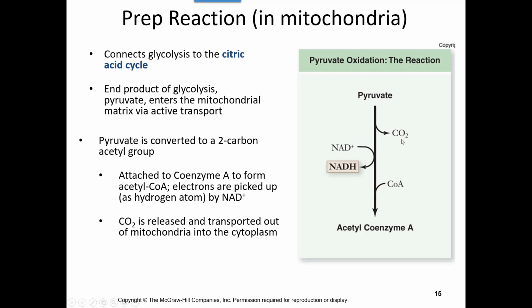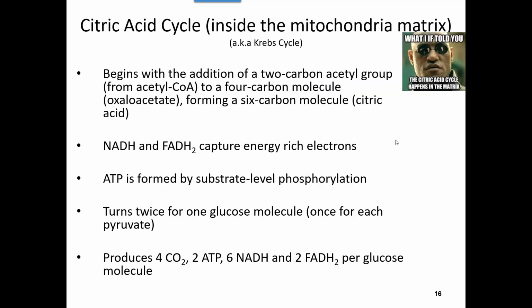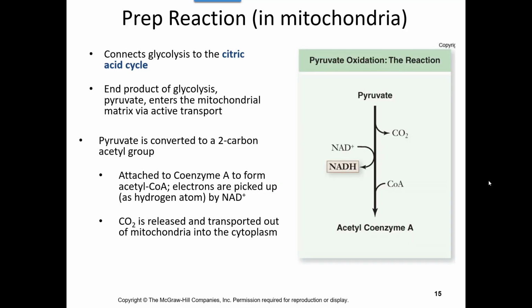So pyruvate is a 3-carbon molecule, but acetyl-CoA is a 2-carbon molecule. So the carbon doesn't magically disappear. Instead, that carbon is lost as carbon dioxide. I'm going to take our final product here, our acetyl-CoA, and again, we had 2 pyruvates at the end of glycolysis. We're just going to follow one of them through.